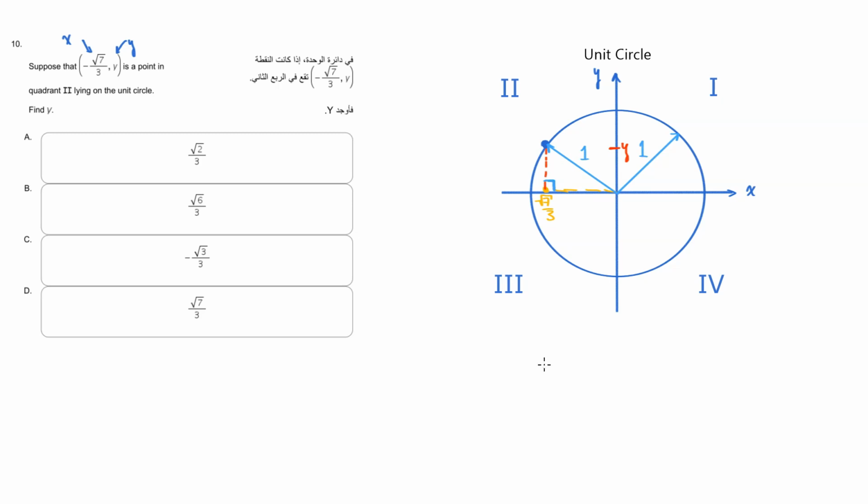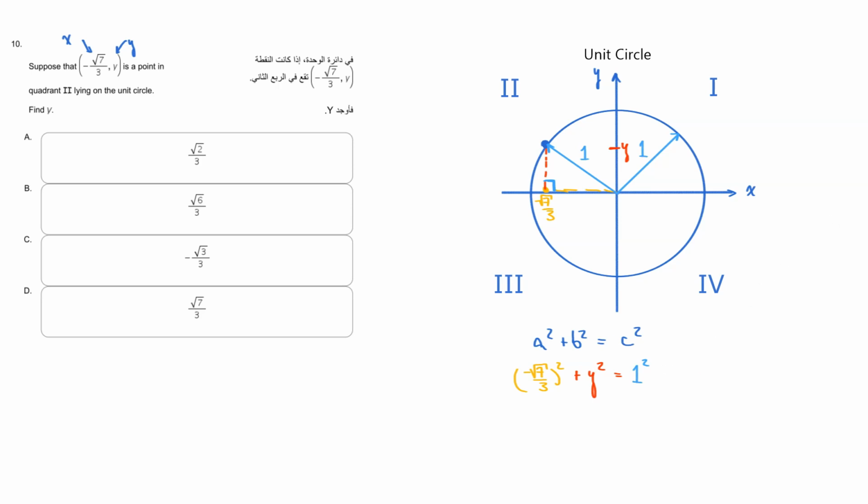There you go. So all we have to do is actually use Pythagoras here. And I'll remind you of Pythagoras. It's a squared plus b squared equals c squared. For our case, let's assume this one is minus root 7 over 3, squared. The y coordinate, which we don't know, which is the height, we'll call it y squared. And we know that c squared, that's the hypotenuse, it's 1 squared, which is equal to 1.